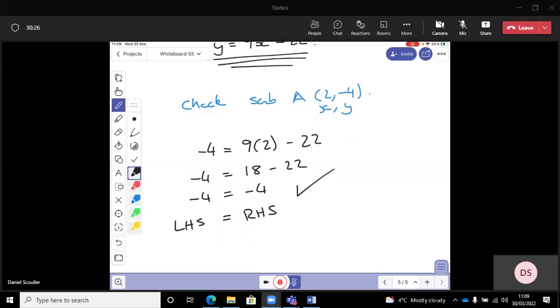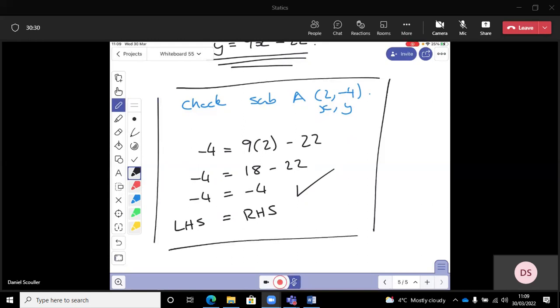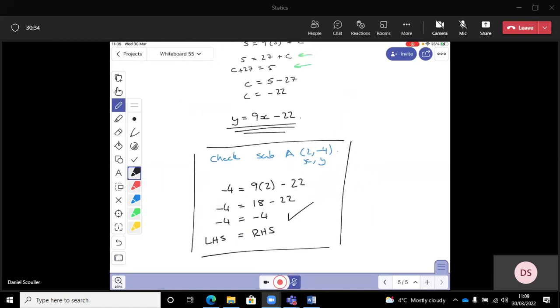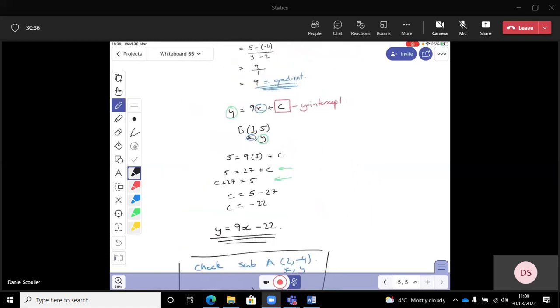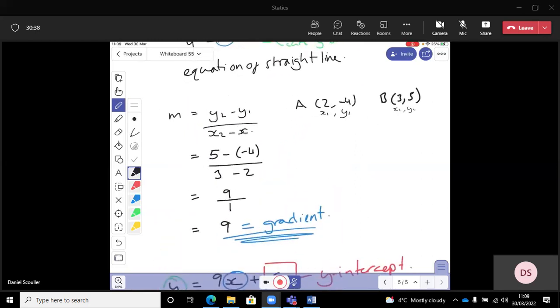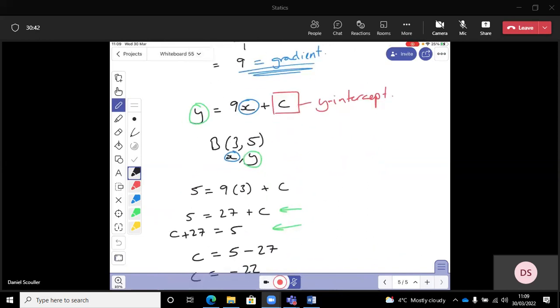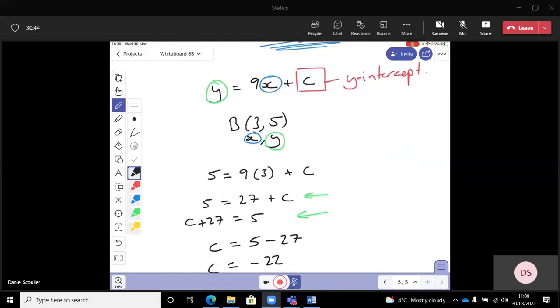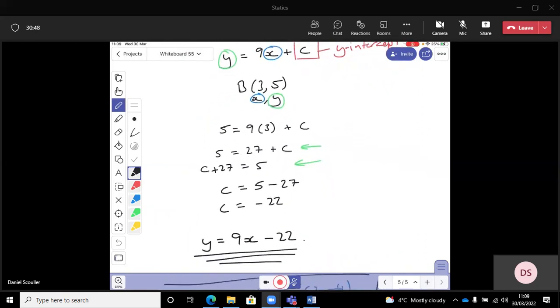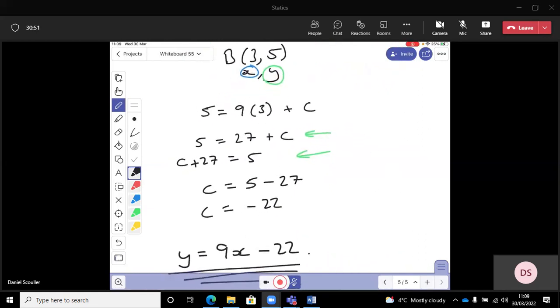Now that bit is just a check. You don't need to do it. If you've got time at the end, whatever. Do it in the additional. That's the process though. Finding the gradient using the 2 points you get given. Putting the gradient in and substituting in one of the points. One of the given points. And it will spit out your answer.